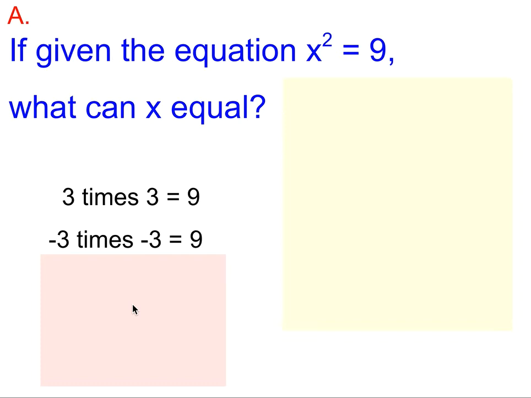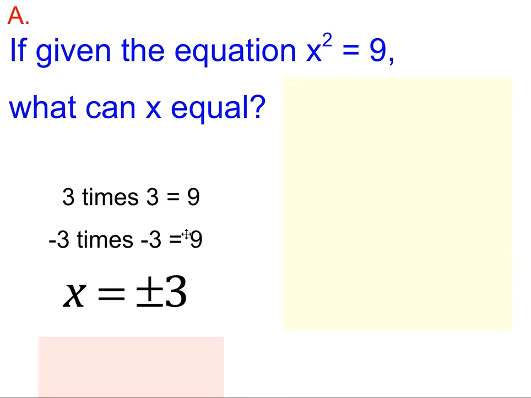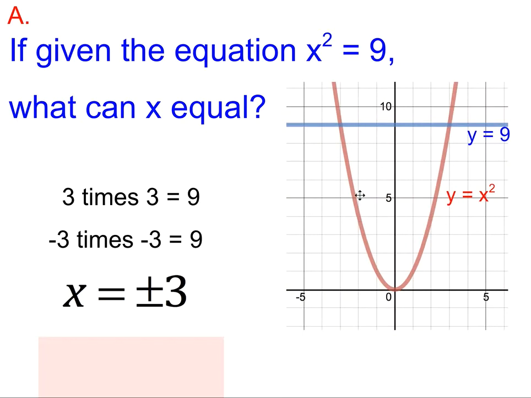Instead of writing x equals 3 and x equals negative 3, we could actually write the solution like this. X equals plus and minus 3, which means positive 3 and negative 3. So written at once.